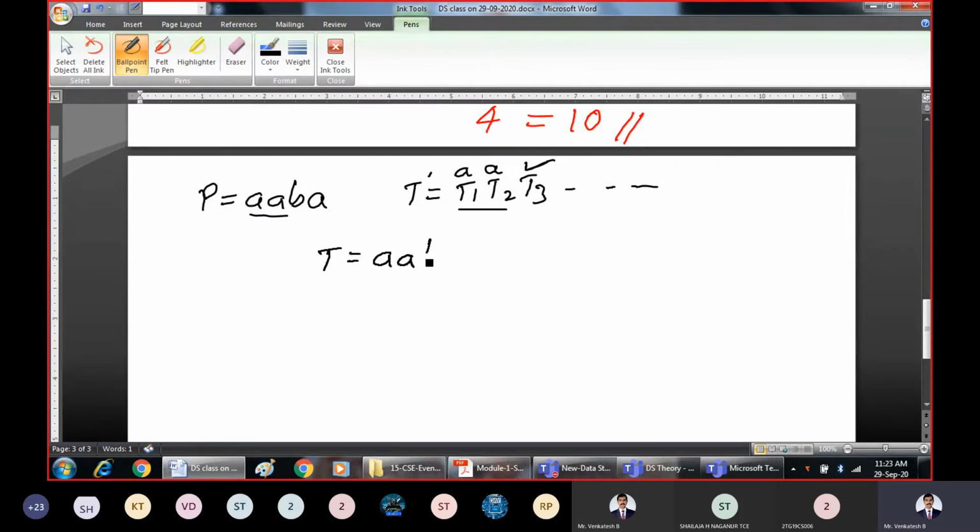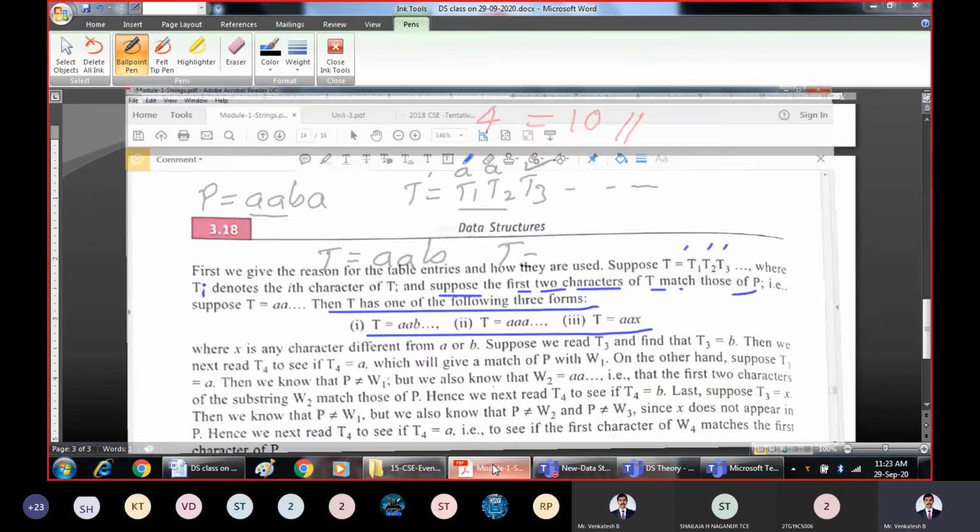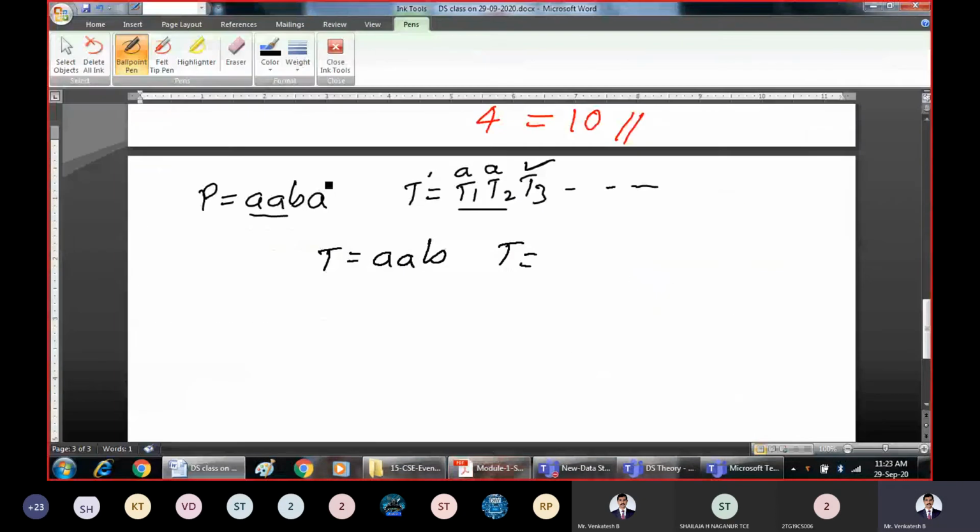What is that? AAB, or triple A, continuation. It can continue like this. Another possibility is triple A, continue. Another possibility is what? T equal to double A X. So these are the three possibilities. You have to imagine here. You have to assume. If AA are the first two characters which are matching successfully.